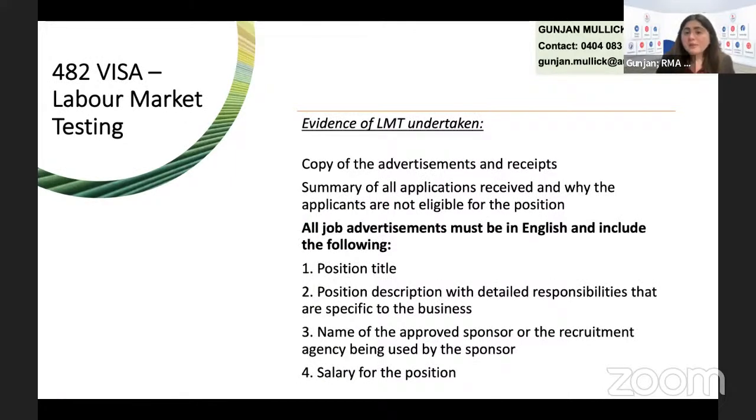How do you prove that the labor market testing has been completed? In the job advertisement, the title is very important. Let's say the company is hiring a chef, and the job advertisement says a cook. That job has not been advertised correctly, because you did not put the job in the market the correct way for people to apply for the position. So the title has to be correct.